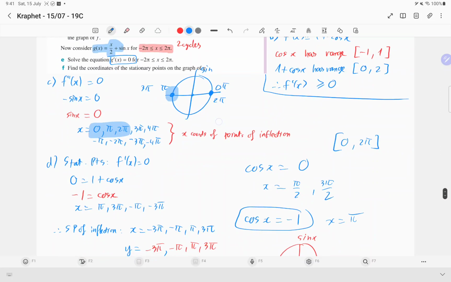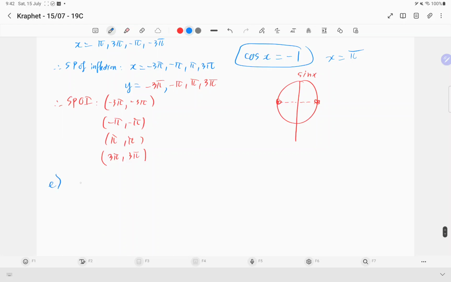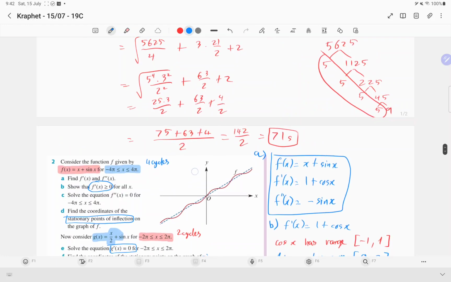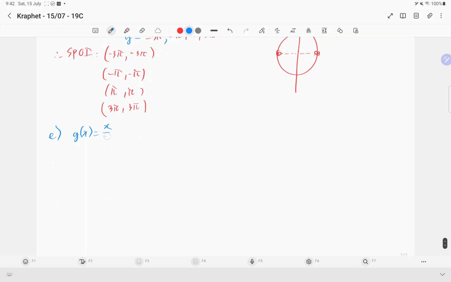Let's rewrite that here. g(x) equals, was it x over 2? Yeah, just x over 2. So g(x) equals x over 2 plus sine x. Okay, so we have to solve g dash equals 0, aka they're asking us to solve for stationary points.